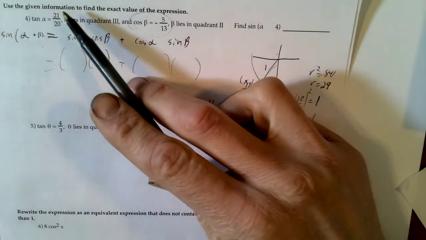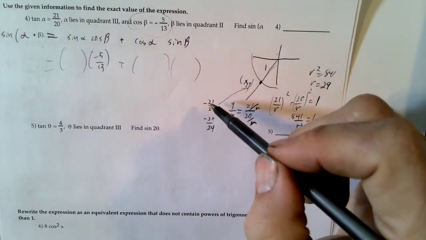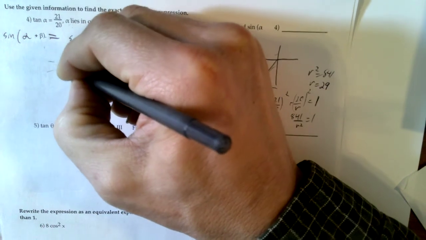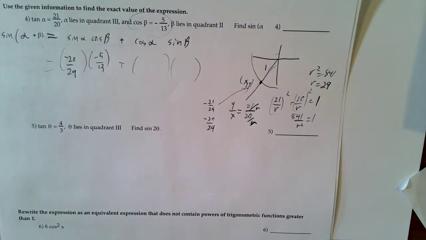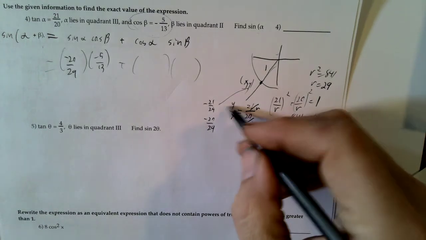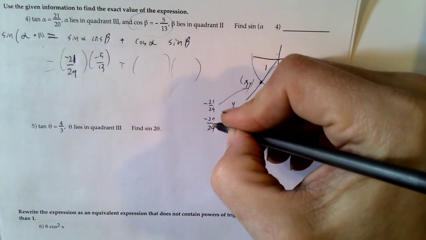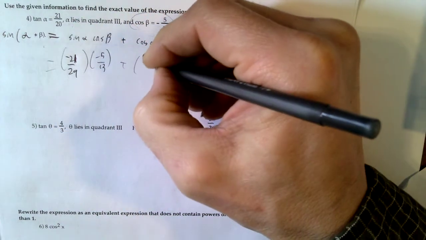Sine of alpha is the y value there, negative 20 over 29. Or did I turn that around somewhere? Y was 21. Okay, that's 21 over 29, so sine is negative 21 over 29. And x is negative 20, so x over r is negative 20 over 29.